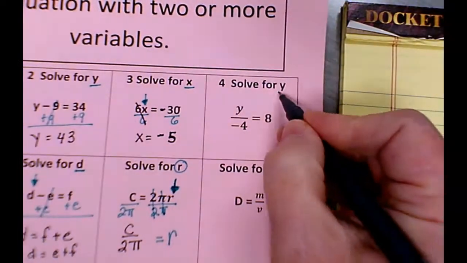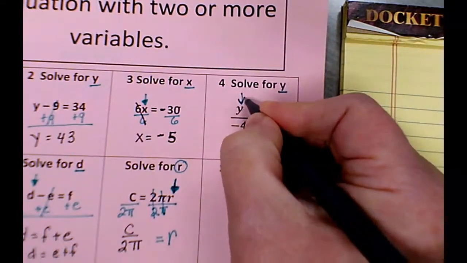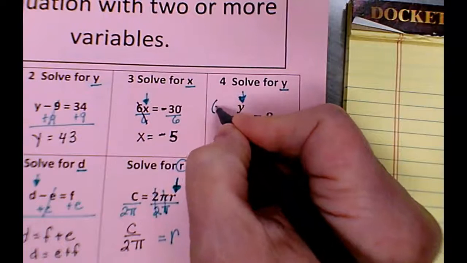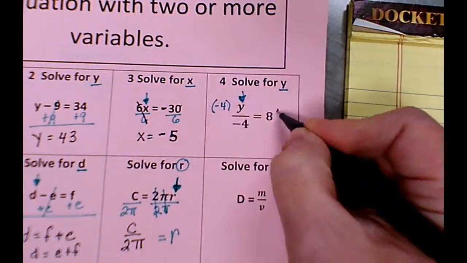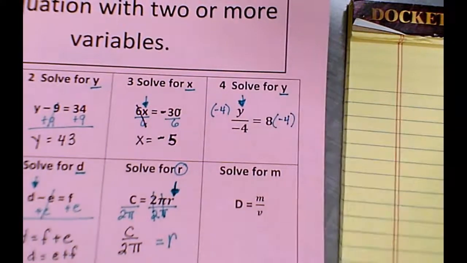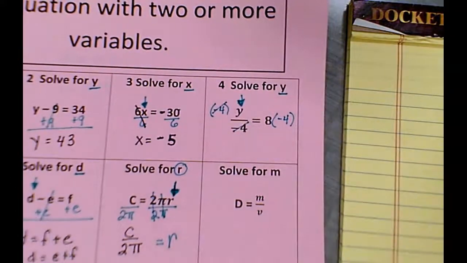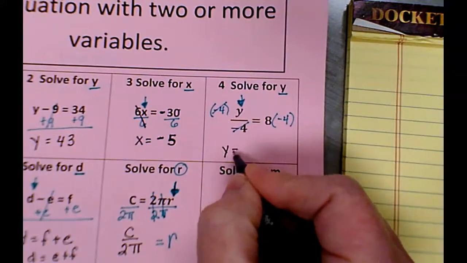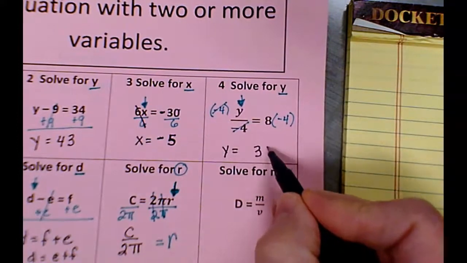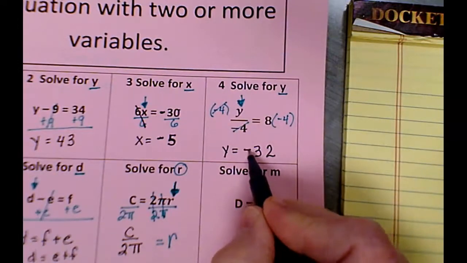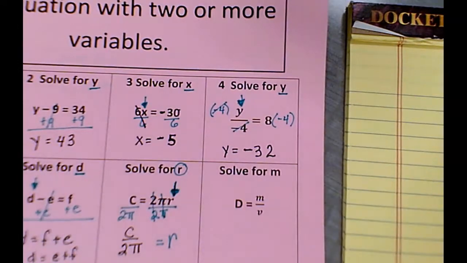Here, I want to solve for y. I want to get y by itself. y is divided by negative 4. The opposite of divide by negative 4 is multiply by negative 4. That will cancel the negative 4. 8 times 4 is 32. Positive times a negative makes a negative.